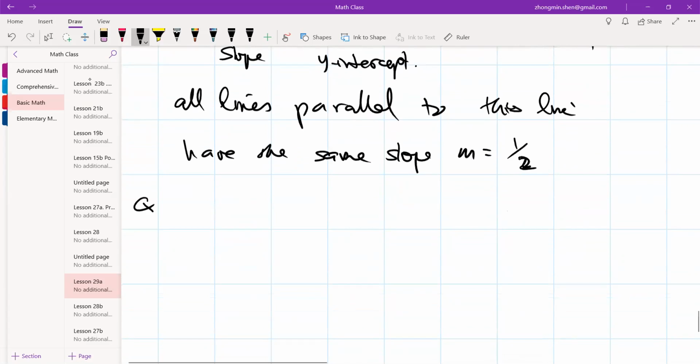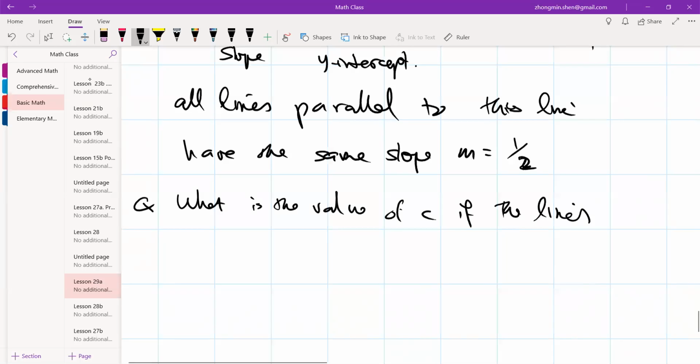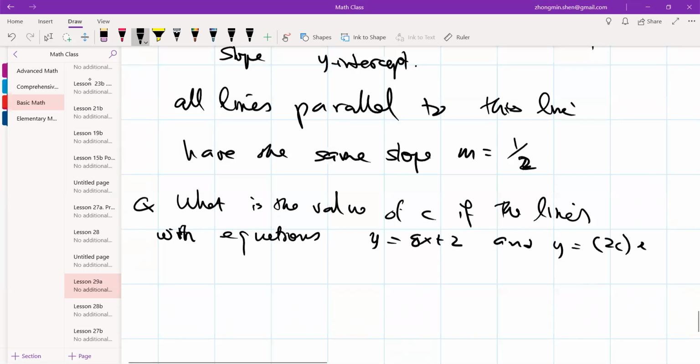Okay, so if two lines are parallel, then they must have the same slope. Yes, so you just need to find one of them. Here's a question. What is the value of c if the lines with equations y equals 8x plus 2 and y equals 2cx minus 4 are parallel?